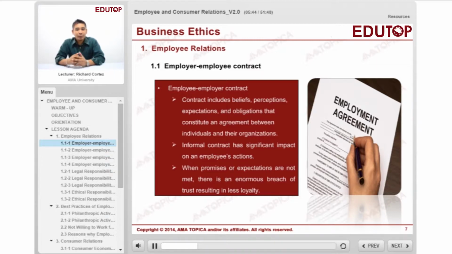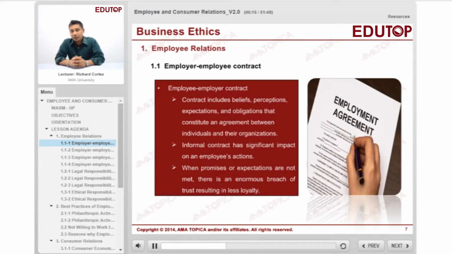So the employee contract contains several agreements to be done while the employee is working for the employer. It contains the obligations of the employee towards the employer, and also the obligations of the employer towards the employee. So that's a mutual contract. It talks about what should be done by the employee, and what should be done by the employer.